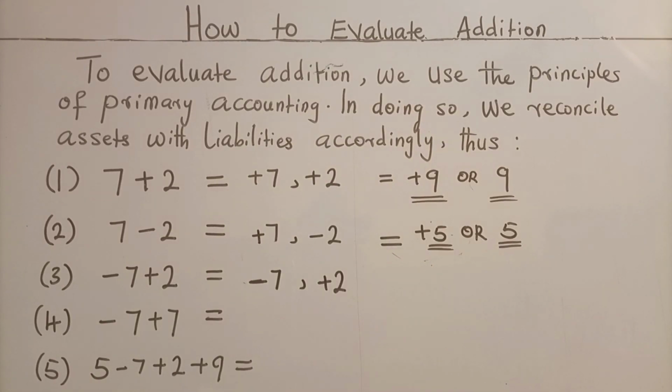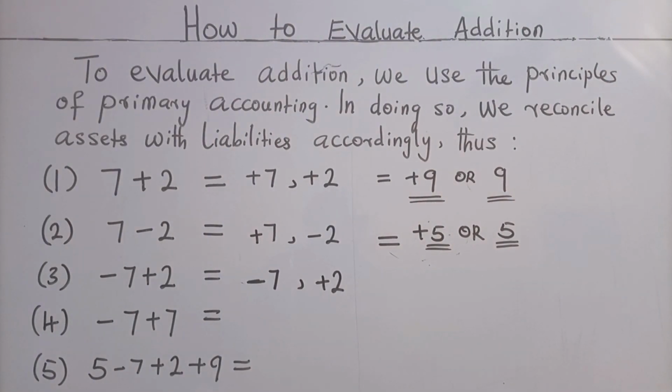Certainly, it is minus 7, comma, plus 2. Do you agree? Surely you should. What comes next? After we have written minus 7, comma, plus 2, we interpret. It means I'm owing 7, I have 2.